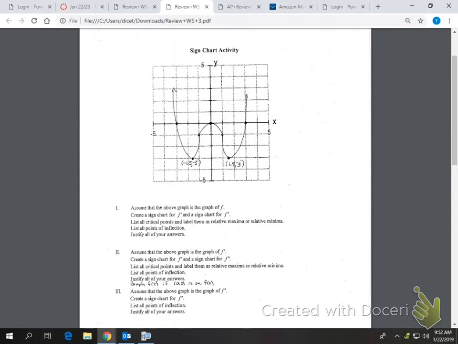Well, this is the original function, so I can see the change in concavity. All right? So I told you I wasn't going to write. I am going to write. So what do we say? From negative infinity to, what was the first one? Negative 1.5.